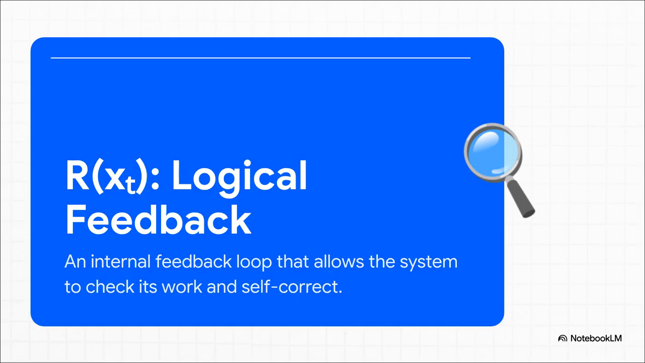Okay, R stands for logical feedback. This is basically the system's internal monologue. It's this constant feedback loop that lets it check its own work, stabilize its reasoning, and self-correct when it messes up. This is what keeps the whole system coherent and on the right track.